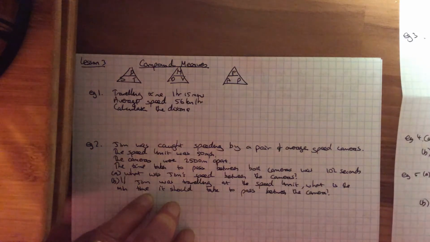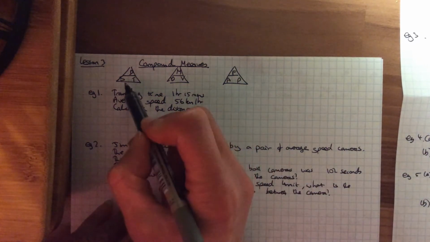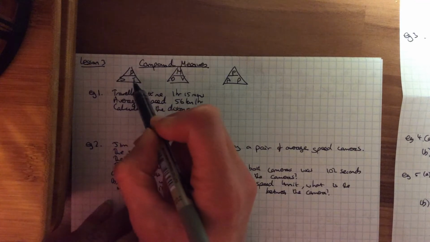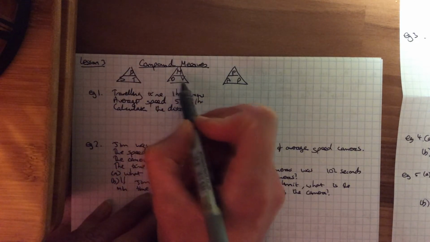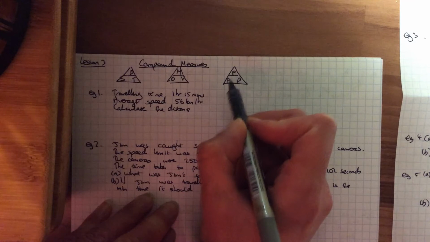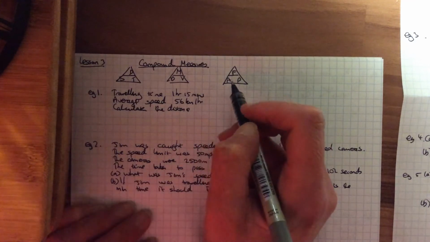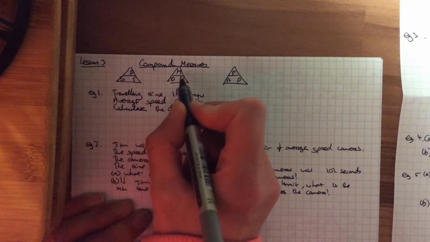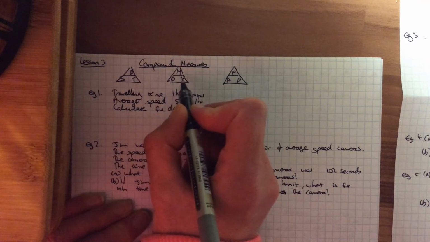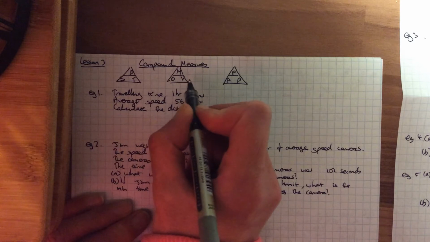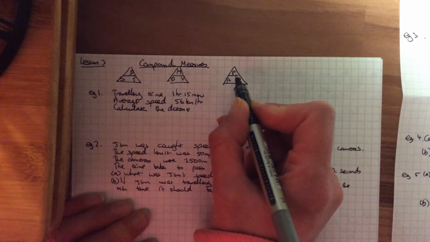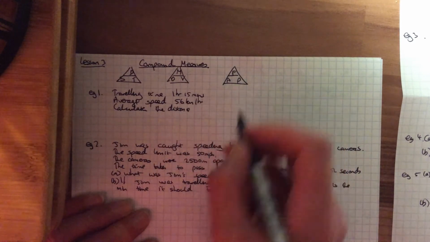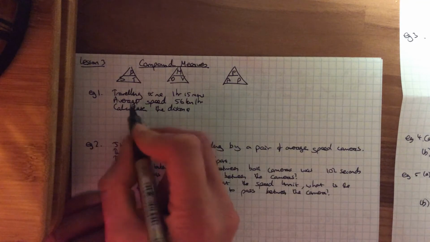Okay, so we're going to have a look at compound measures. You've got three: speed, distance, time; mass, density, volume; and force, area, and pressure. Speed, distance, time should be very familiar to you. I remember mass, density, volume as my DVD. And then this one is FAP, FAP.